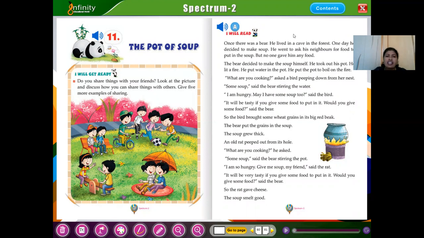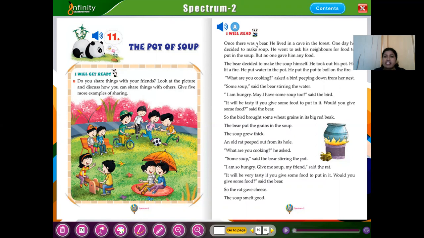Okay, today let us begin a story of the pot of soup. You know children, what is soup? Soup is a liquid food. It is made by vegetables as well as meat. Okay, so soup, what is soup? Soup is a liquid food, okay? We take it as a liquid. So soup is a liquid food and it is made from vegetables, corn, or meat, okay children? So let us begin.